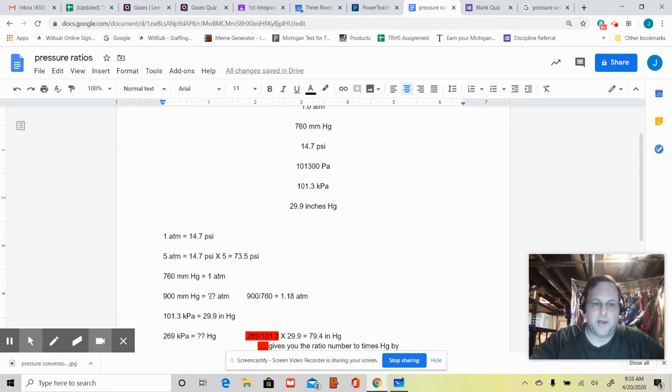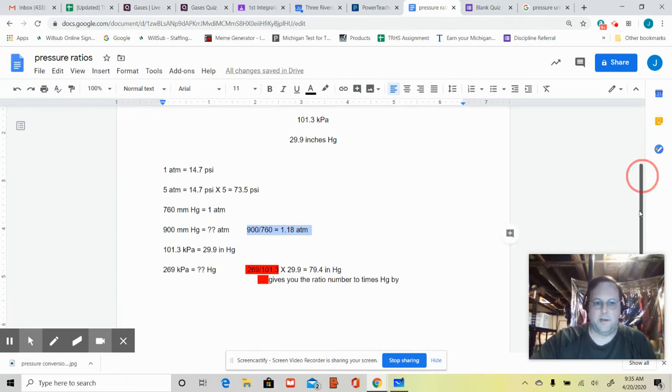So what happens if I have 900 millimeters of mercury? How many atmospheres do I have? Well, because 760 is equal to 1 atmosphere, I take 900 divided by 760, and I end up with 1.18 atmospheres. So really what I'm doing is finding that ratio, finding out how many times the atmospheres I have. Because 760 millimeters is equal to 1 atmosphere, I'm really multiplying 1.18 times 1, but it equals 1.18, so I don't do that over again.